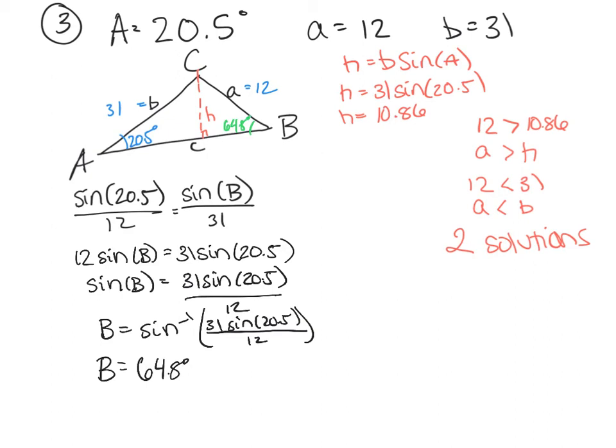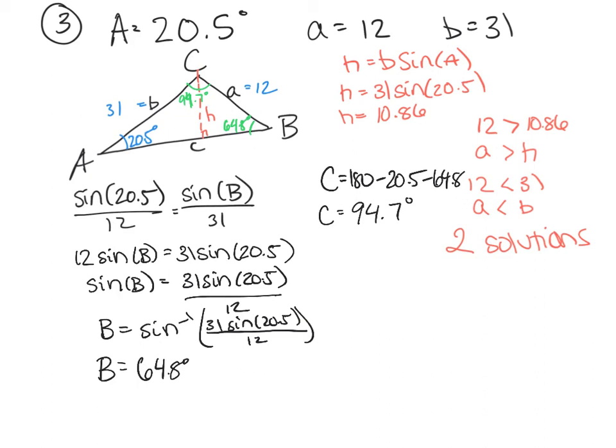So let's see, now that I have this, I know that my angle C is going to be 180 minus 20.5 minus 64.8. Ooh, it's run into our other work. And that's going to give us 94.7 degrees. Let's go and write that in. There we go. 94.7 degrees. Last step we need to do is solve for our side length of C.